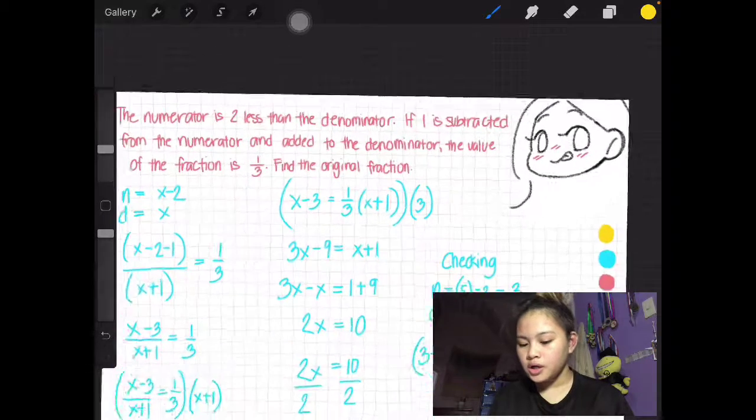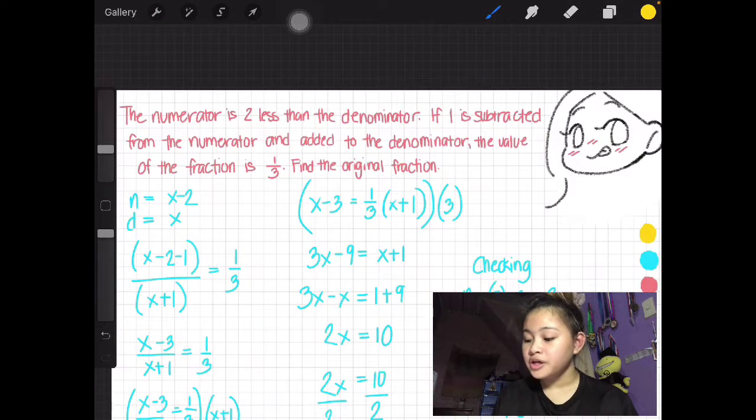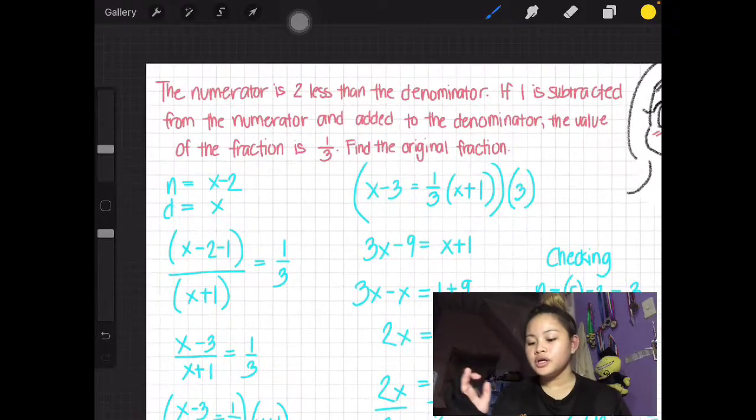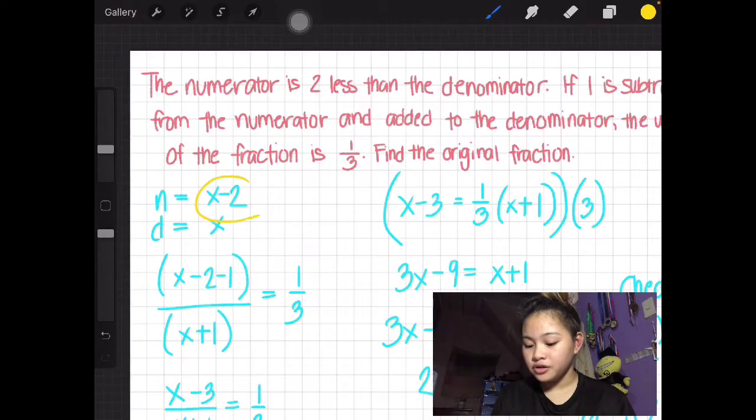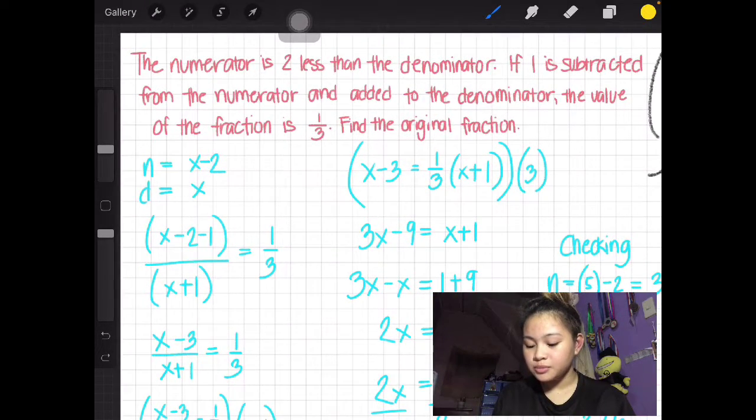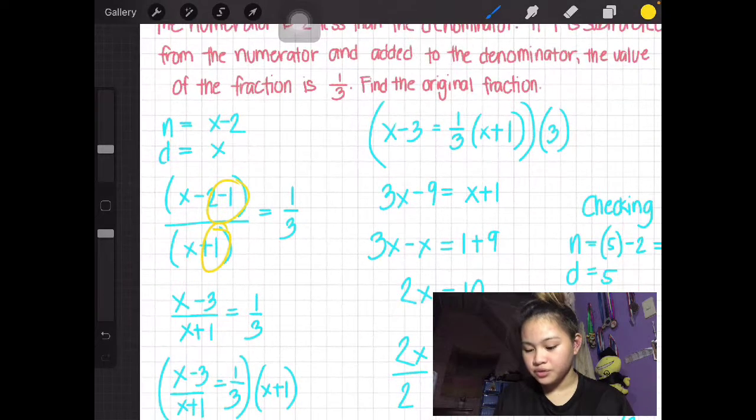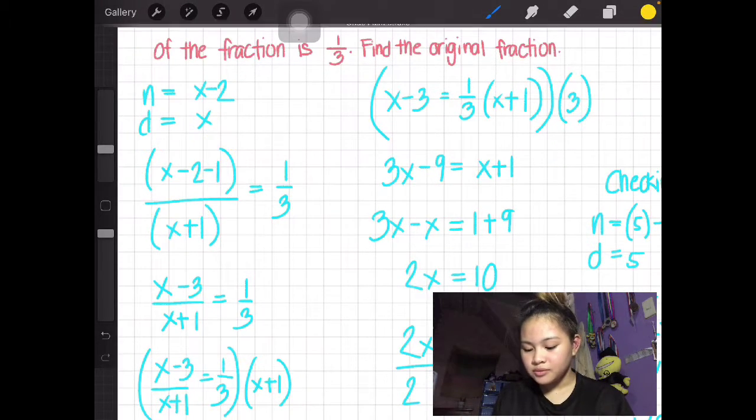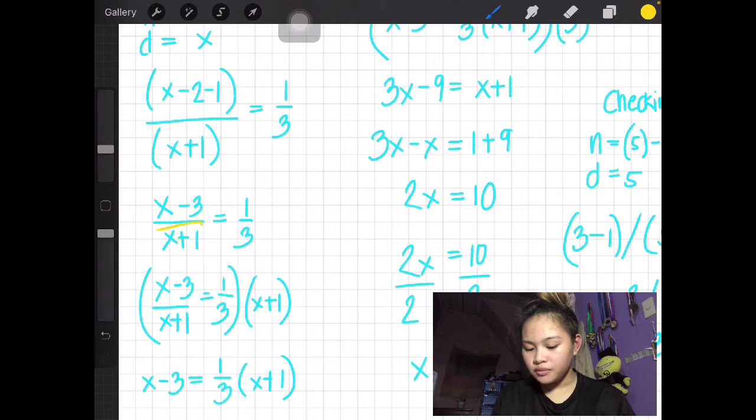Okay, last question. The numerator is 2 less than the denominator. If 1 is subtracted from the numerator and added to the denominator, the value of the fraction is 1/3. Find the original fraction. It is given that the numerator is 2 less than the denominator, and then 1 is subtracted. So that's why it has these signs here. And then we answer this, and it becomes x minus 3 over, yeah.